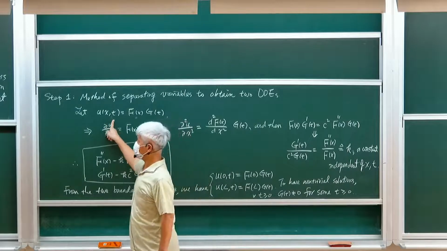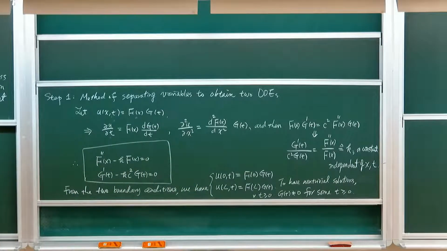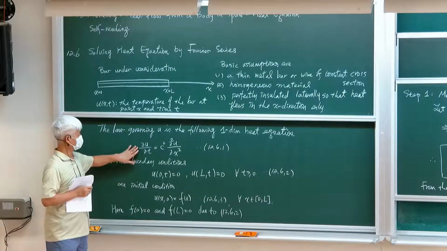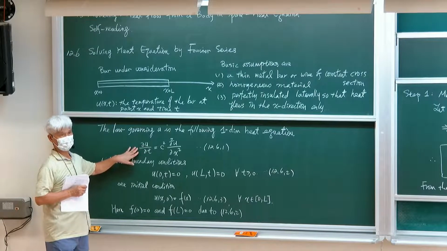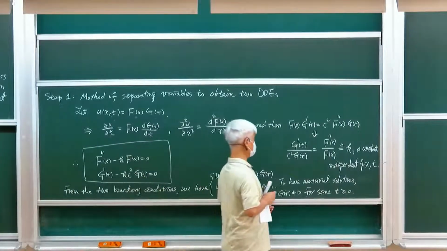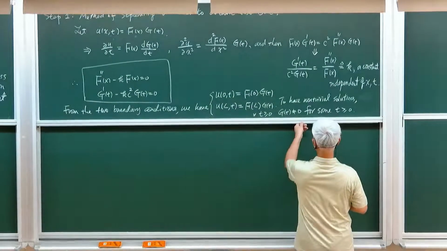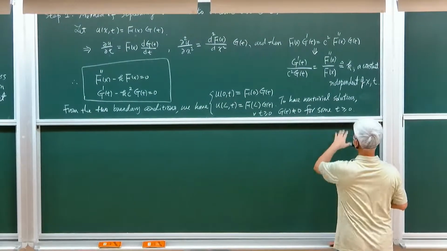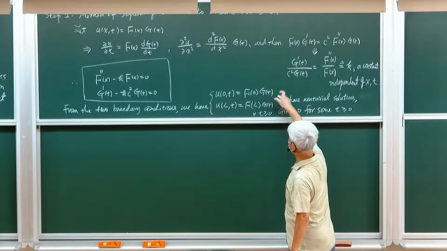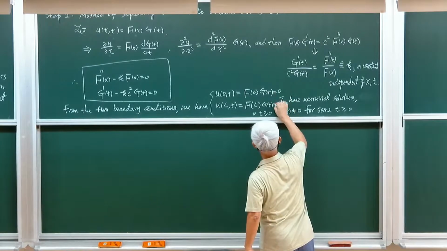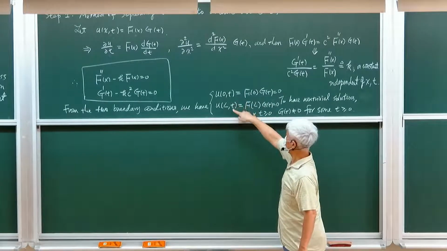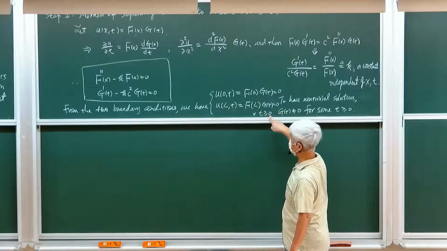And we know the 0 solution, the trivial solution, of course, is a solution of this homogeneous linear equation. So we are not interested in the trivial solution. To have a non-trivial solution, G(t) must be non-zero for some t. So in this case, if G(t) is non-zero, the two boundary conditions tell us that these two values are 0 for all t greater than 0.